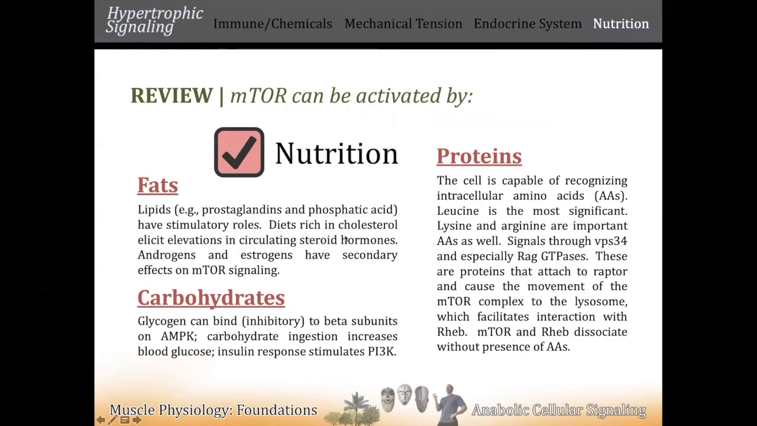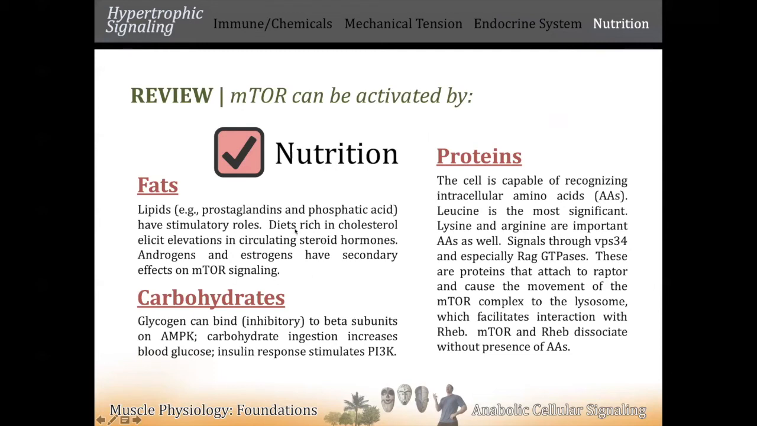Okay, so for nutrition, our kind of glimpse over today's shoulder, fats, right? Okay, well, lipids, we have prostaglandins and phosphatidic acid, right? These are lipids. And so this is diacylglycerol kinase to convert a diacylglycerol to phosphatidic acid, and prostaglandins come from arachidonic acid. These are lipids, and then androgens and estrogens.